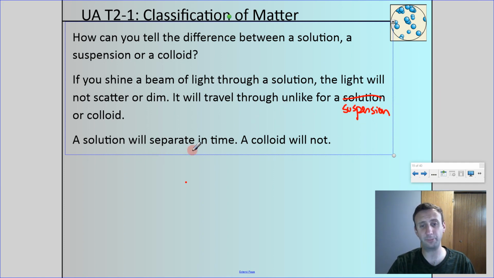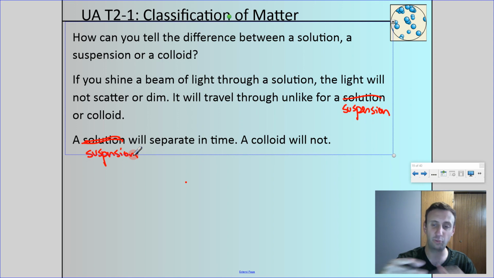A suspension will separate in time, a colloid will not. So if you have a solution, this again actually should say suspension, I'm sorry. A suspension, if you take a suspension and leave it for a certain amount of time, it's going to separate into layers. A colloid will stay somewhat mixed together. So between solution, suspension, and colloid, that's how you can tell them apart.